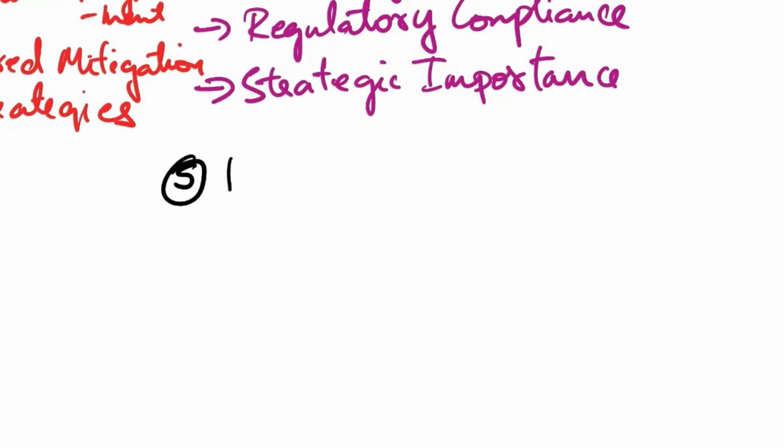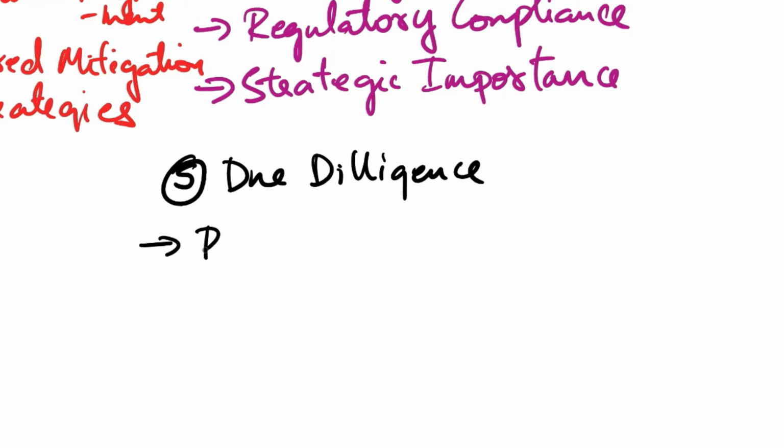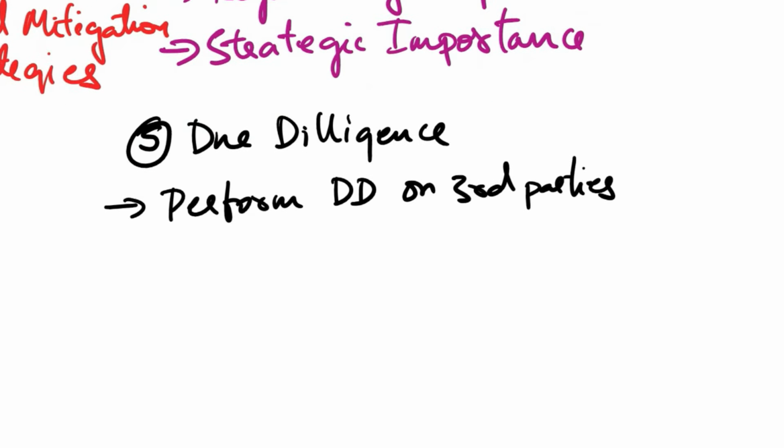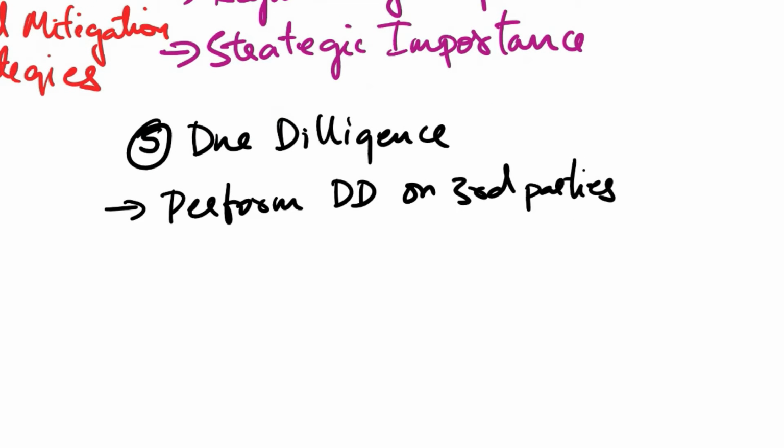Next step is due diligence. First, perform due diligence on third parties. That is, conduct a comprehensive due diligence process for each identified third party, especially those categorized as high risk. This involves a thorough examination of their business practices, security controls, and overall risk posture.